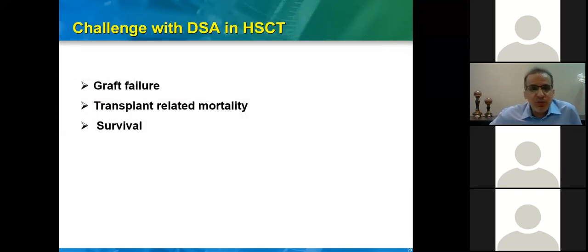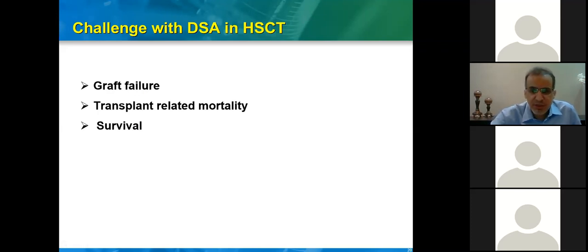One major challenge when we do transplantation with mismatch, especially in haplo, is the presence of donor-specific antibodies. What I mean by donor-specific antibodies, that means the patient is sensitized and he has anti-HLA antibodies in his circulation. You have to make sure that none of these antibodies have specificities against the mismatch of the engrafted marrow or stem cell. So if you have DSA and it is of higher titer, there is increased percentage of graft failure and increased probability of transplant-related mortality and also reduction in survival.